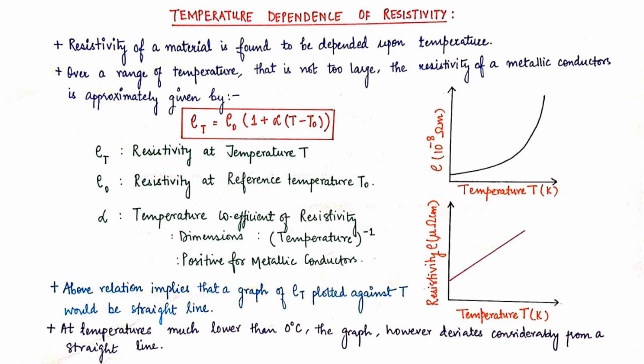Hello students, in today's class we will start reading about the temperature dependence of resistivity. See, in the previous class we have seen that resistivity is dependent upon two things. One is the material of the object under consideration and the other one is temperature. So in the case of material, we have seen whether it's a conductor, semiconductor, or insulator, it depends accordingly.